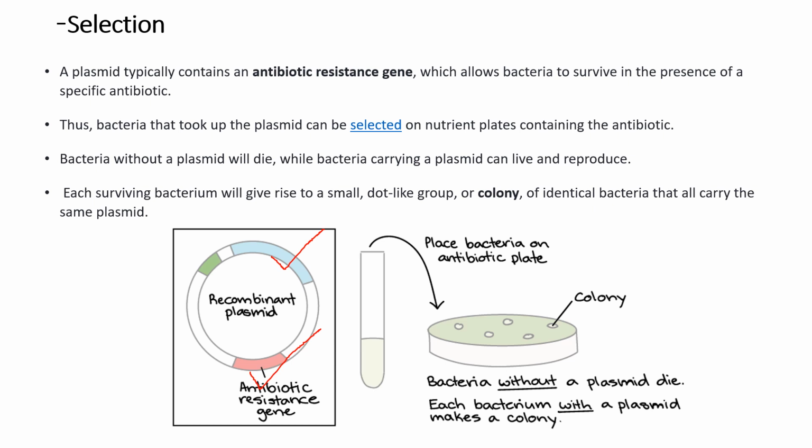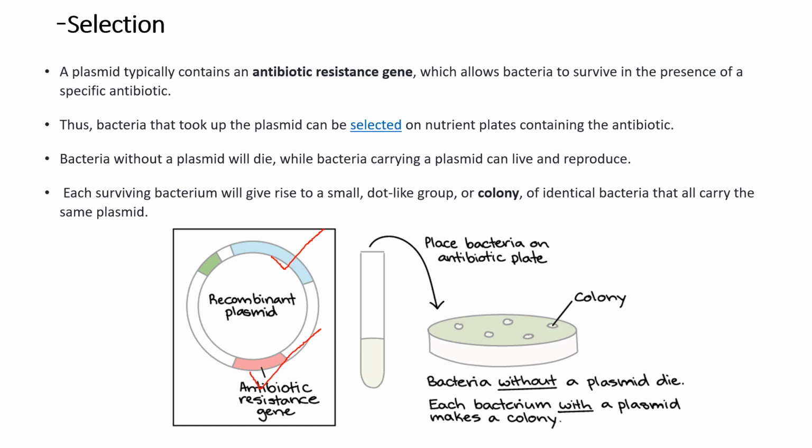So every other bacterium without the plasmid which carries our DNA of interest does not carry the antibiotic-resistant gene. So in the presence of this antibiotic, they will die. In this colony, what is a colony? It is a group of cells that have replicated. We have cells that have taken the recombinant plasmid, and we have cells that have not taken the recombinant plasmid.